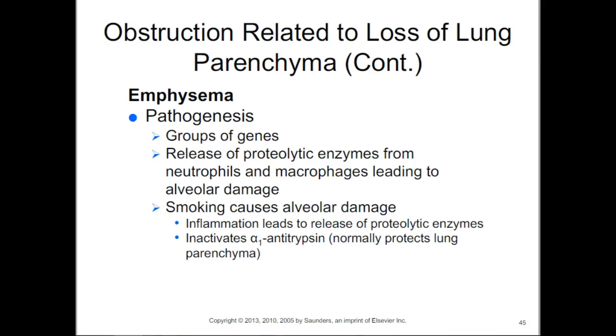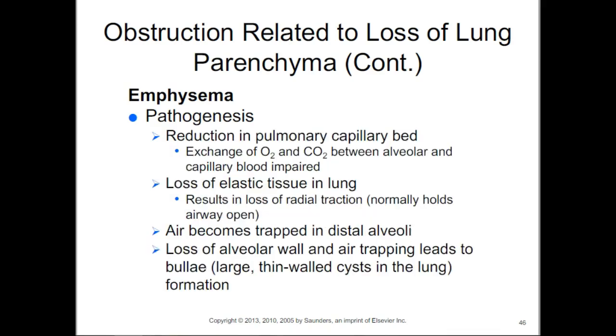All right, so pathogenesis, again, it could be genetic, right? These enzymes, right, from the neutrophils and macrophages leading to the alveolar damage, right? And then what happens is that smoking causes this alveolar damage because of these proteolytic enzymes, and it inactivates the alpha-1 antitrypsin, which normally is protective.